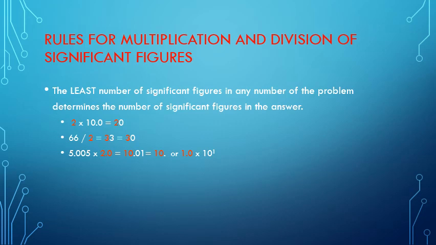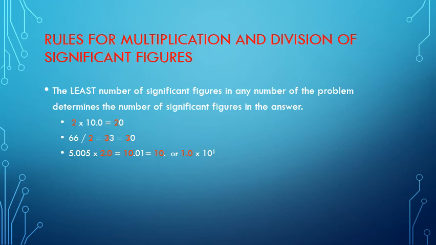When we look at our second example, 66 divided by 2 equals 33. Now, again, we are limited by having only one significant figure for our answer. So 66 divided by 2 would be rounded to 30 because the second 3 would round down. And by not placing the 0, again, that makes it not significant.